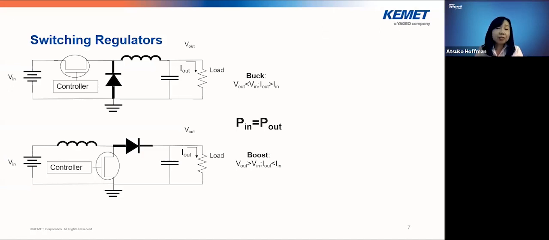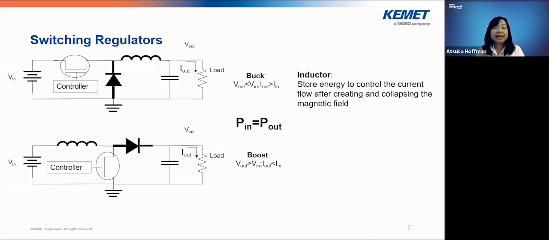Both buck converters and boost converters use inductors and capacitors. The inductors control the current and store the energy by creating the magnetic field and collapsing the magnetic field. For capacitors, the capacitor generates the output voltage, and it filters it, and then it creates a stable output voltage.